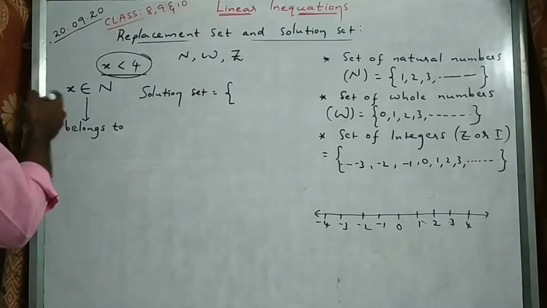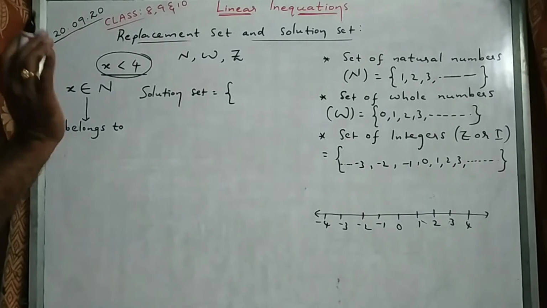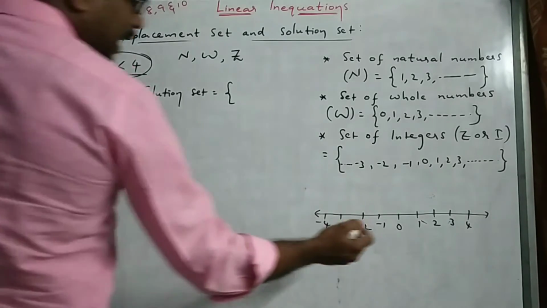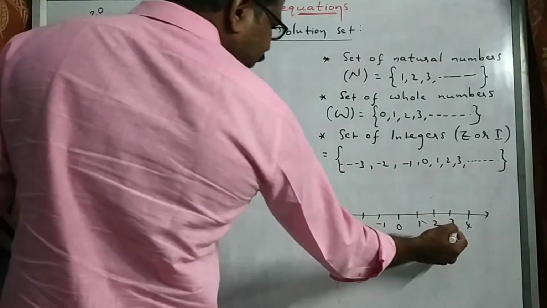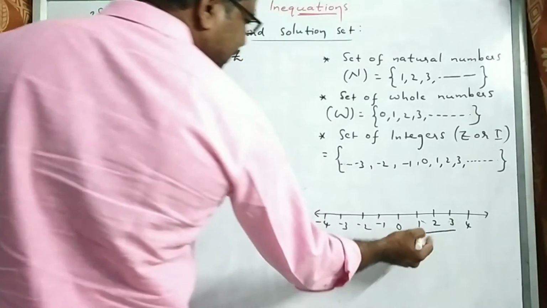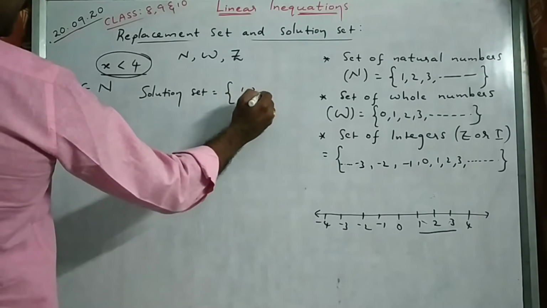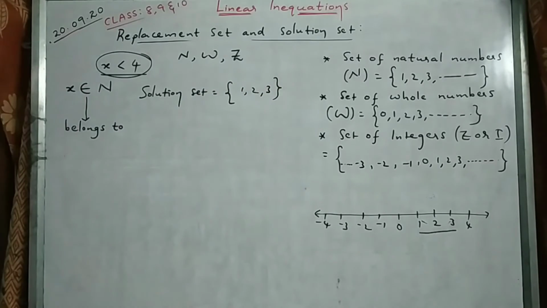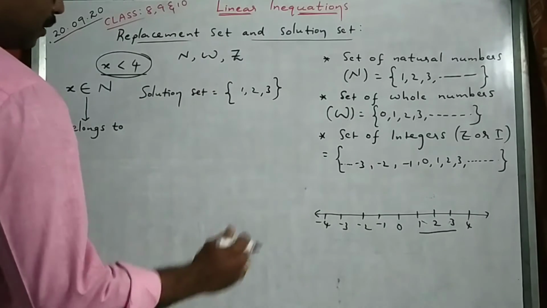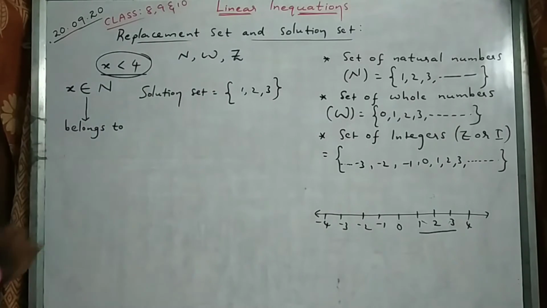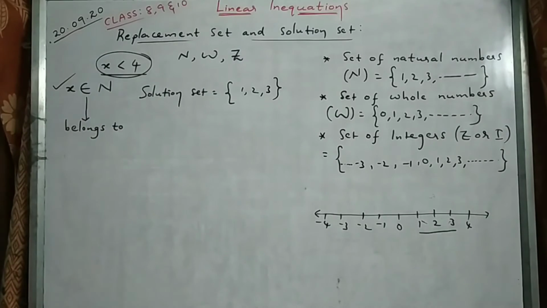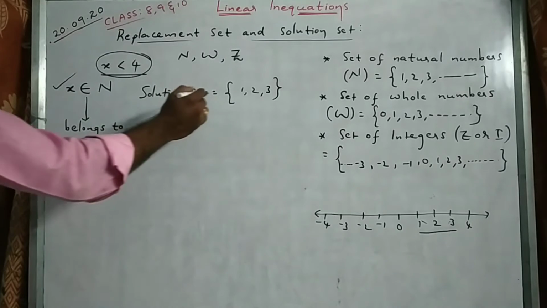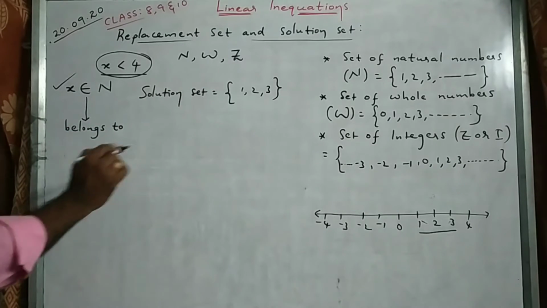But what is our condition here? Natural numbers only we should take. How many natural numbers are there below 4? See that? 1, 2, 3 only. 0 is not a natural number, it is a whole number. So if the replacement set is natural numbers, we will get the solution set as 1, 2, 3 for this inequation.